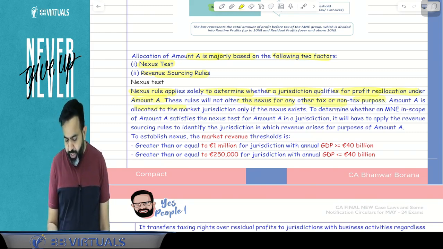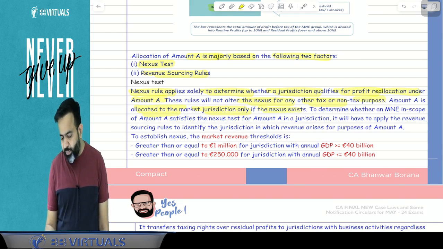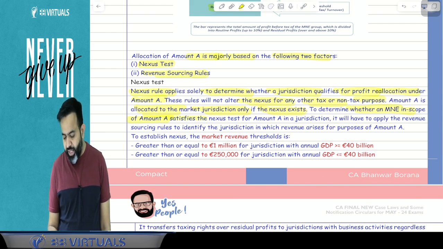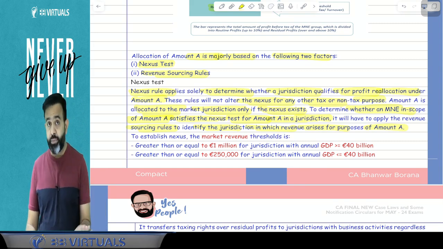Amount A is allocated to the market jurisdiction only if the nexus exists, and to determine whether the MNE in scope of amount A satisfies the nexus test for amount A in a jurisdiction, it will have to apply the revenue sourcing rules to identify the jurisdiction in which revenue arises for the purpose of amount A.